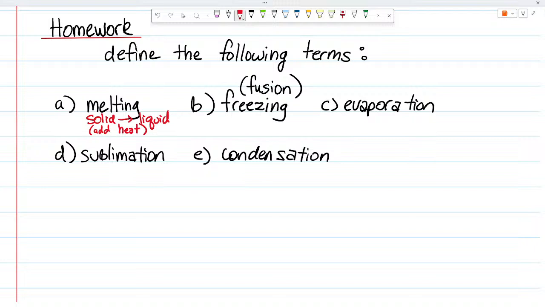What's freezing? Let's try that again. What's freezing? Yeah. Change of liquid to solid at a fixed temperature. Good. And what do we have to do here? We have to remove heat, right? We have to cool it down, right? If you want to move something down, and you're right, it happens at a fixed temperature, which means that there's like the freezing point. What's evaporation?